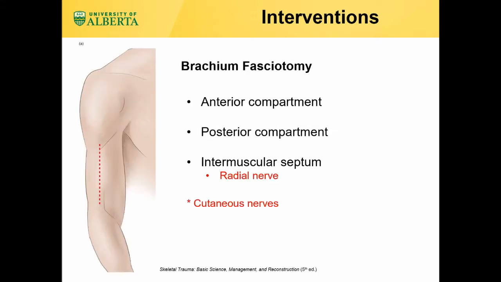Fasciotomy of the brachium requires only one incision along the lateral aspect of the arm, from the insertion of the deltoid muscle to the lateral epicondyle, avoiding damaging the larger cutaneous nerves. Through this incision, the intermuscular septum between the anterior and posterior compartments of the arm can be visualized, and each compartment can be released with a longitudinal incision up the fascia. Note that the radial nerve passes through the intermuscular septum as it travels from the posterior to the anterior compartment. Ensure you identify and protect this nerve.